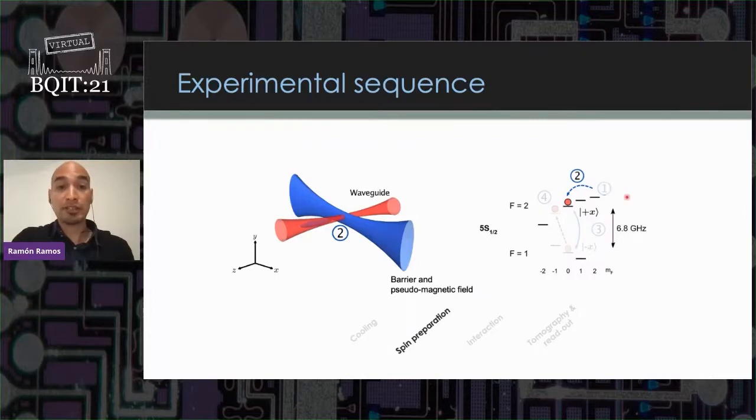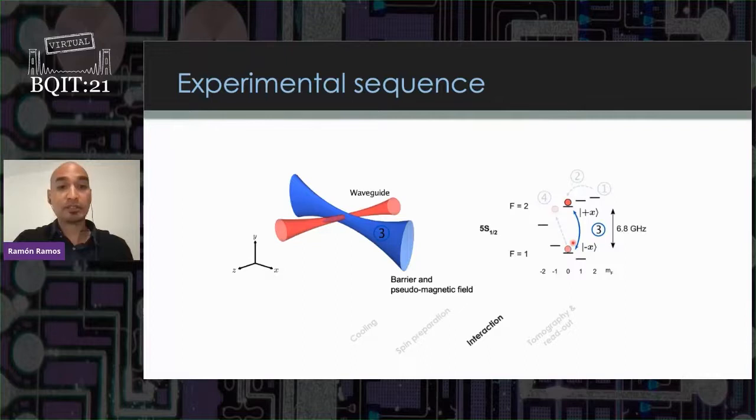What we're going to do next is prepare our spin. For that, we're going to transfer all our atoms to the +X state, which is related to the F = 2, m = 0 state. Once the spin preparation is over, the atoms will arrive and they will interact with the barrier and the pseudomagnetic field. Because of the barrier, the atoms can either transmit or they can reflect. And because of the pseudomagnetic field that is present, the atoms can couple from the +X state to the -X state.